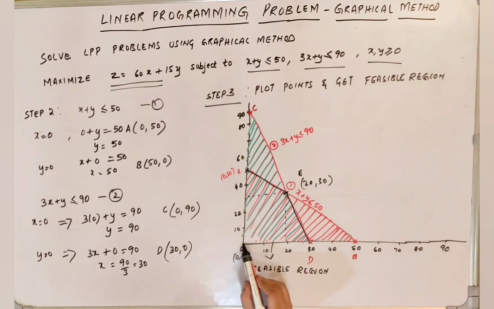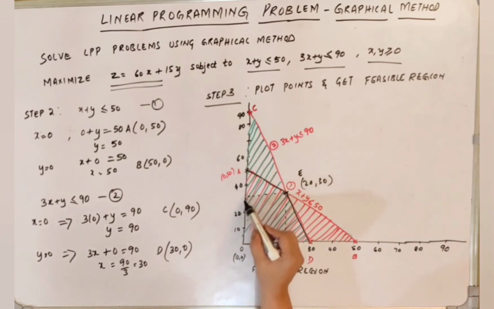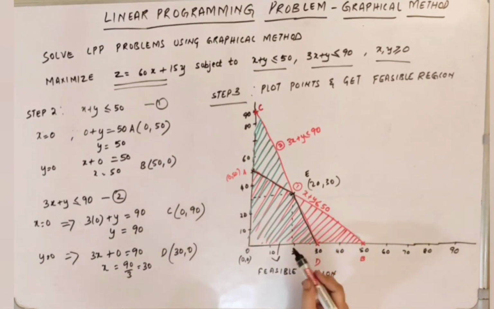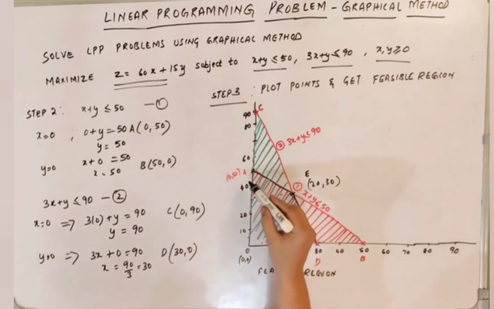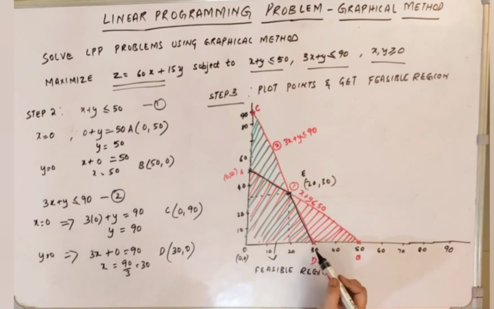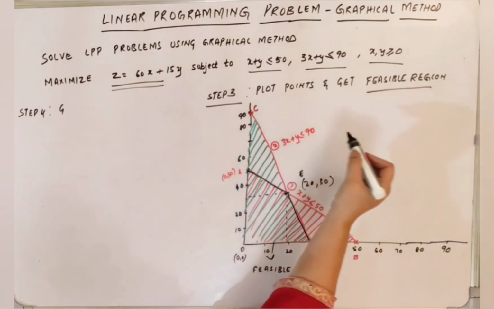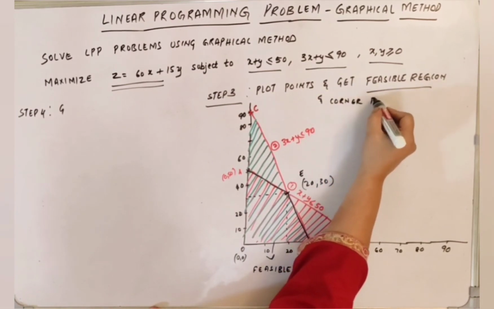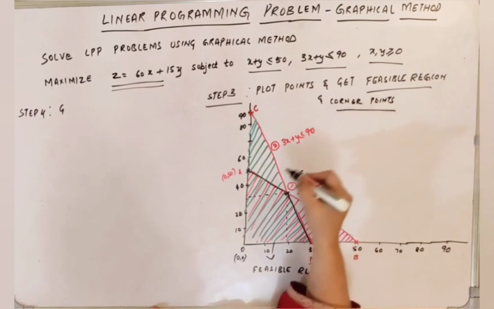And we also have the origin as one of the corner points, because this entire thing is one area, one feasible region. So we'll have to consider even this as a point. Basically all the vertices or all the corners of that particular region are what we use to calculate the optimal solution. So as part of step 3, we've got the feasible region and corner points. We have 4 corner points.